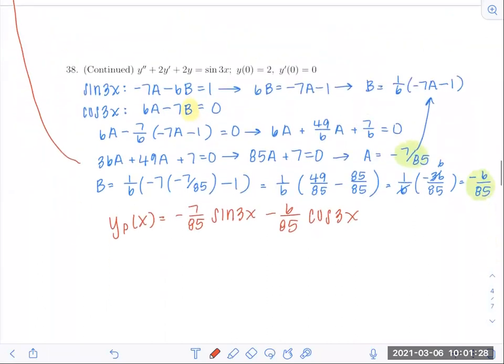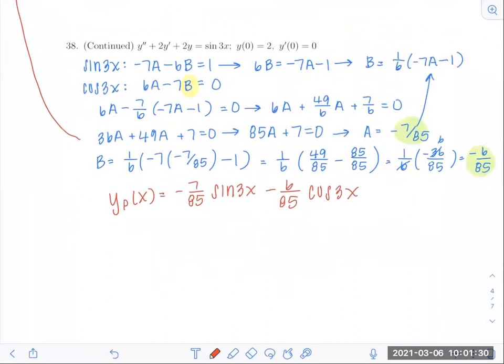All right, so here's what we got for our particular solution. And of course, if you want, you could factor out a negative 1/85 to make it look a little bit nicer. We have 7 sine of 3x plus 6 cosine of 3x. Now in problem 6 in the last example, we stopped here. We were just looking for the particular function. But now we're looking for the overall solution of the IVP.